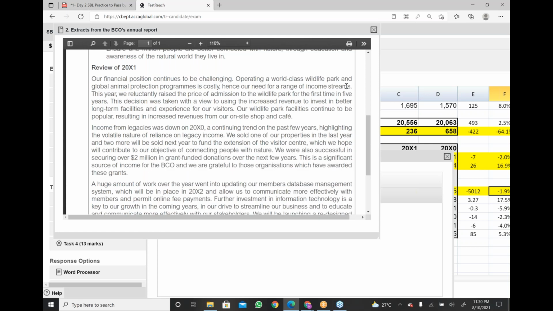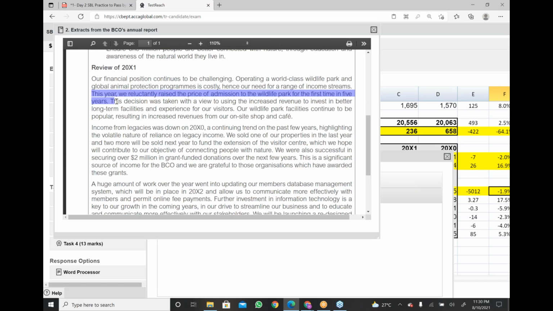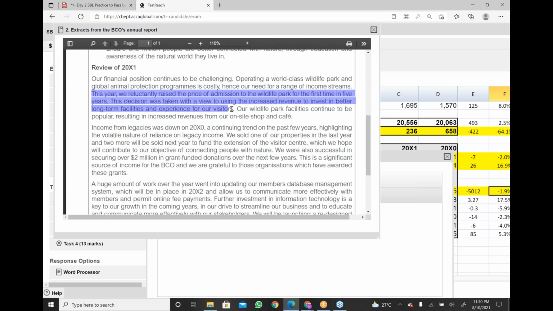Operating a world-class park and animal protection is costly, hence our need for a range of income. This year, we reluctantly raised the price of admission to the park for the first time in 5 years. This decision was taken with a view to using the increased revenue to invest in better long-term facilities. Our wildlife park facilities continue to be popular. Where can I use this? They increased the prices of the park in 5 years. Interesting. Let me copy it here.